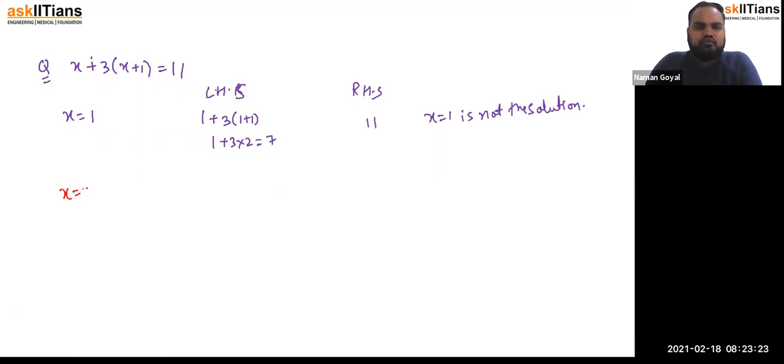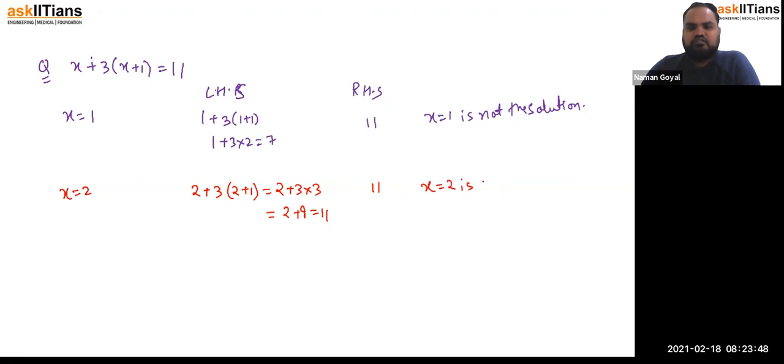Now we can take x as 2. If I take x as 2, then we get 2 plus 3 into 2 plus 1, which is 2 plus 3 into 3. So it becomes 2 plus 9, right? So how much do we get? Yes, 11. The LHS part is 11 and the RHS part is also 11. So we can say that yes, x is equal to 2 is the solution of the given equation.